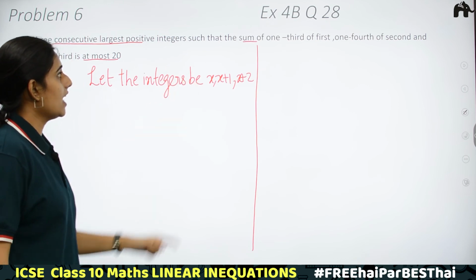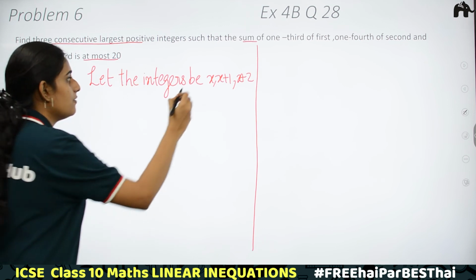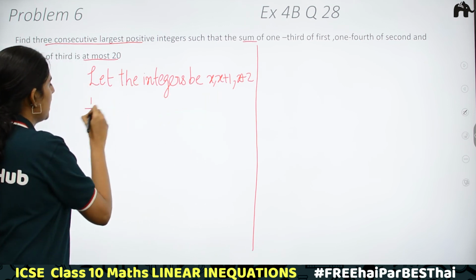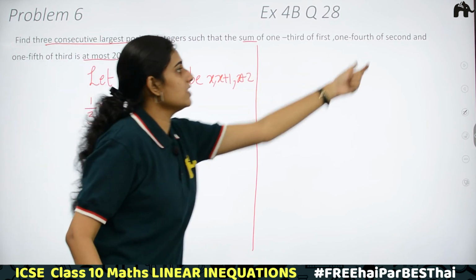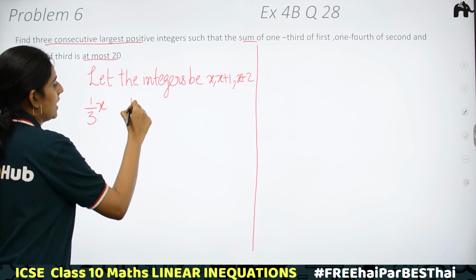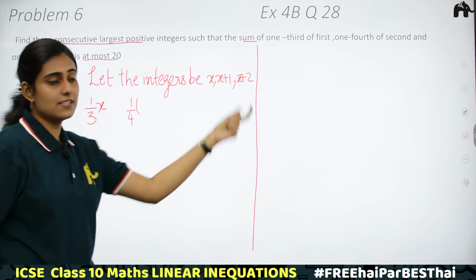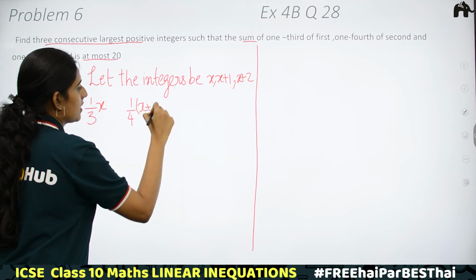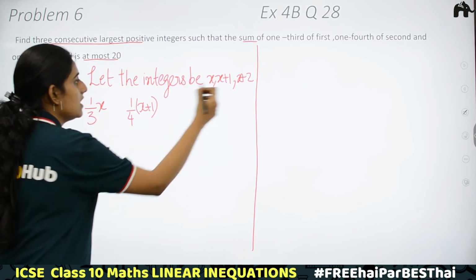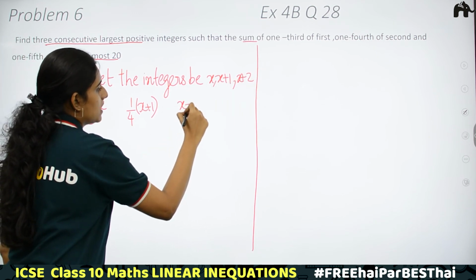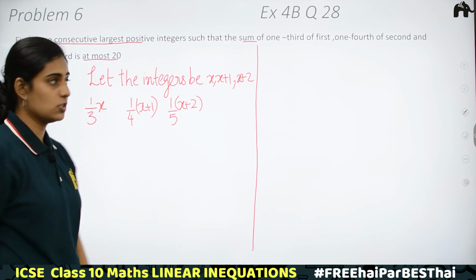Now it is given that the sum of 1/3 of first. How do we represent 1/3 of first? The first integer is x. 1 by 3 x. 1/3 of x. 1/4 of second. 1 by 4 of second integer, which is x plus 1. And 1/5 of third. Third integer is x plus 2. We need to take 1/5 of x plus 2.